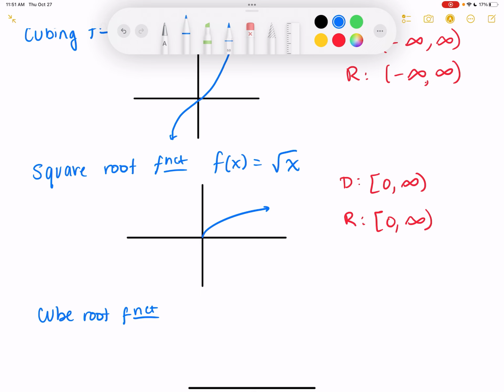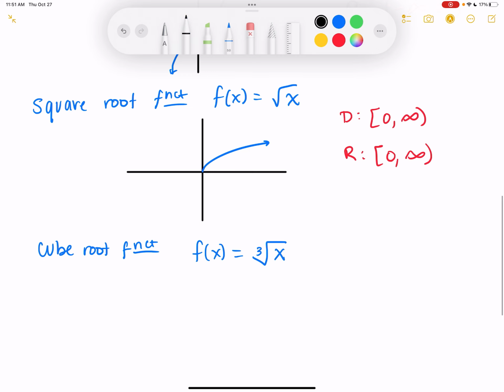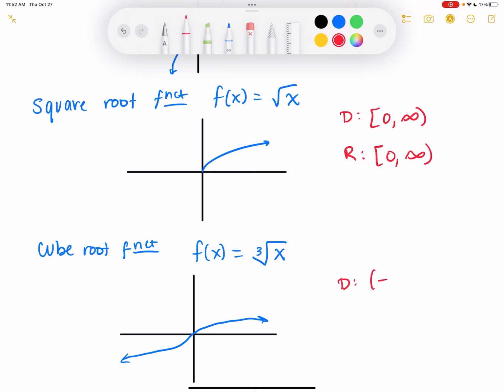Cube root function, f of x equals the cube root of x. Looks something like this. Domain negative infinity to infinity. Range negative infinity to infinity.